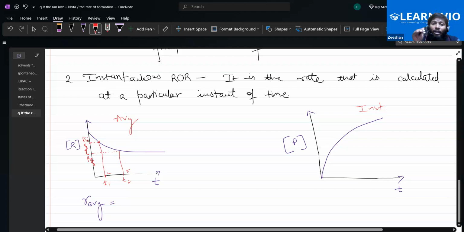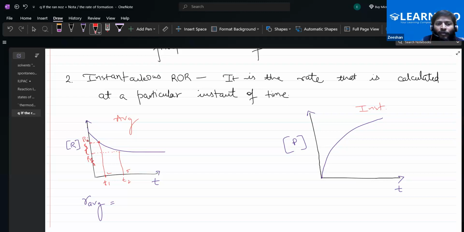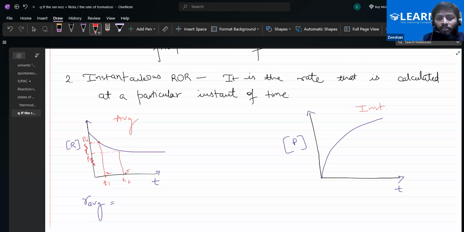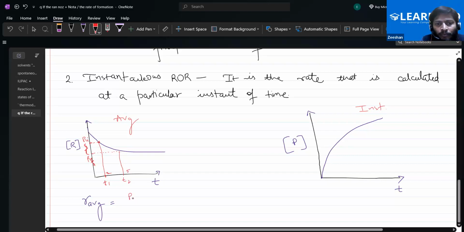What is this final and initial position? When we are told to measure the value, when we took out the experiment, we started the experiment from the 2nd second, and we will complete this experiment at 5 seconds. Okay, so the reactant has been decreased from Ri to Rf. So simple: Ri minus Rf upon T2 minus T1.